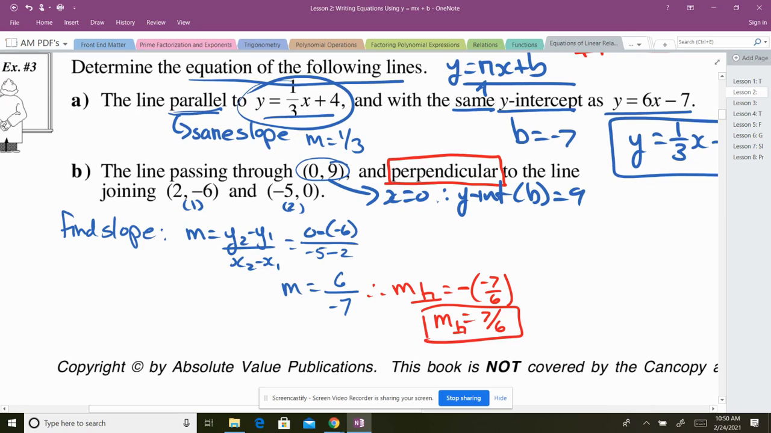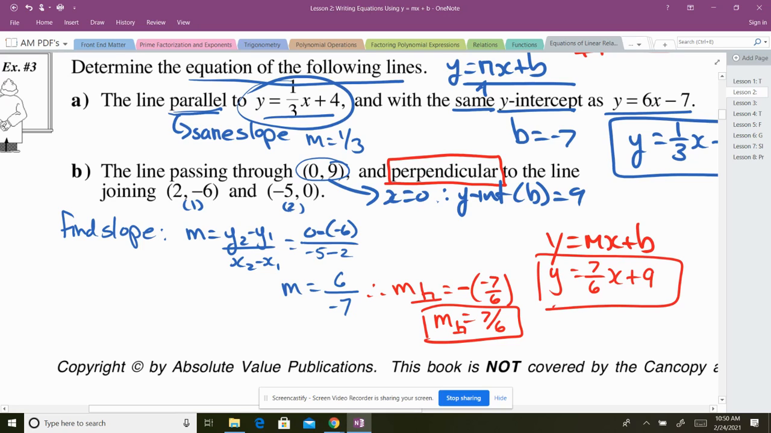So now I have my slope, and I have the y-intercept. Can I write the equation? Those are the only two pieces of information I need. My slope is 7 over 6 x plus 9. This is tricky. We just have to keep practicing it, and we will get it.